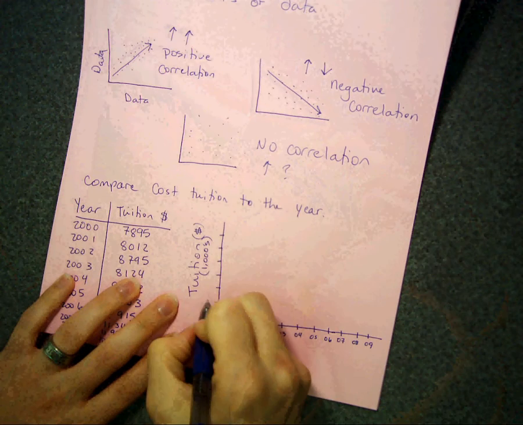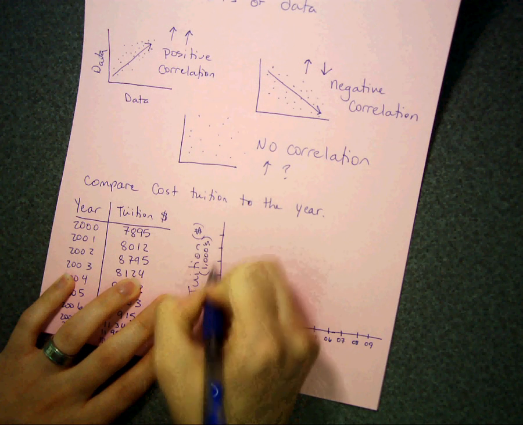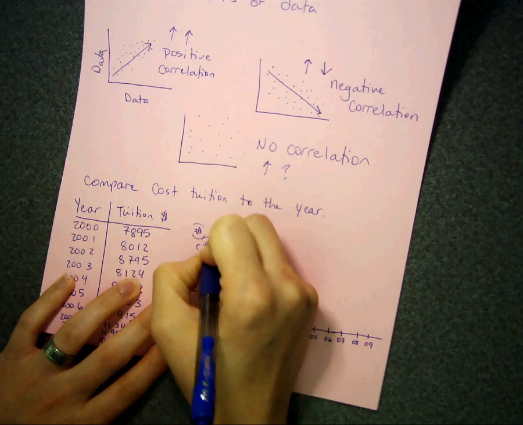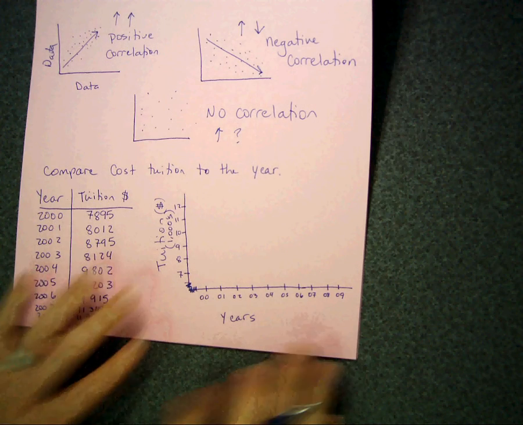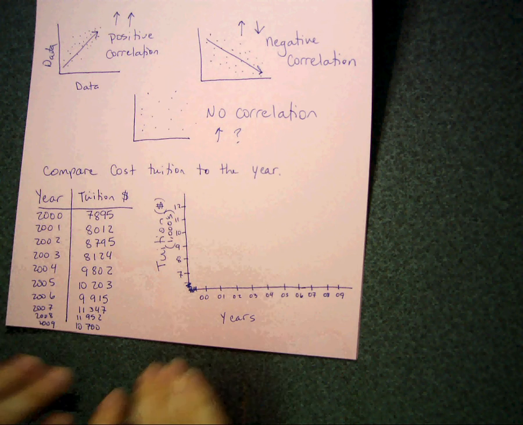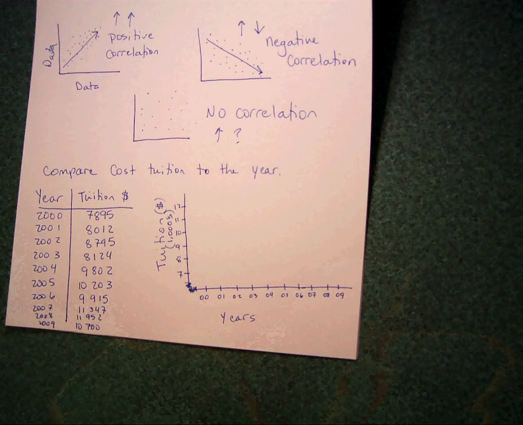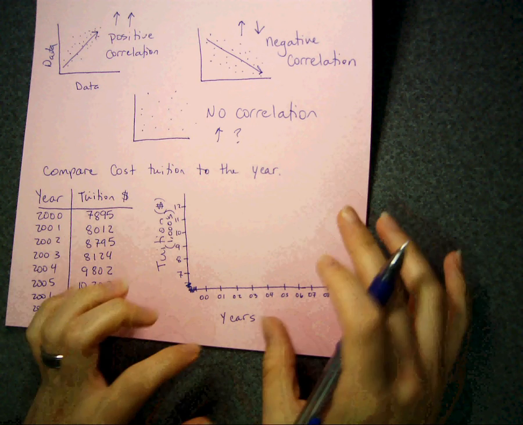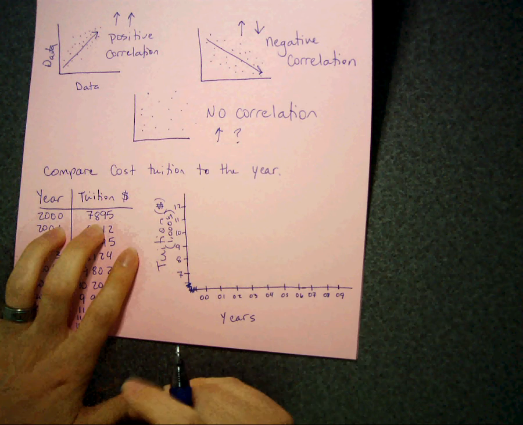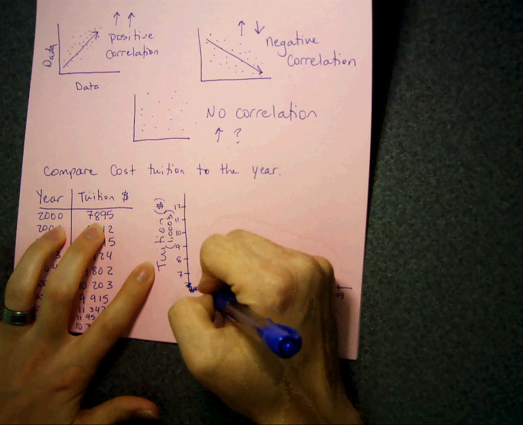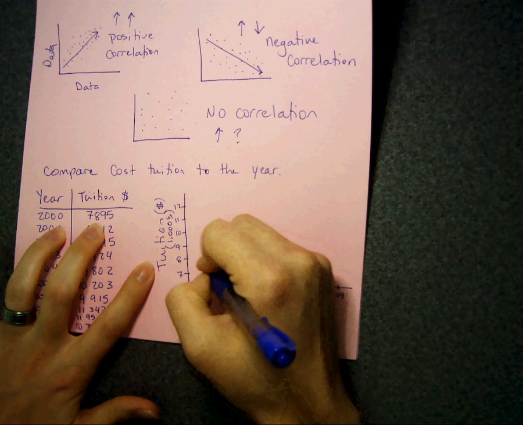And now this part is just a matter of plotting my points just like you would any other time. And they don't have to be exact because we know what the exact points are here. I just want to get a visual of what's going on. So at 2000, I have almost 8,000. So just a little bit below. 2001, pretty close to the same. 2002, I got almost up to 9,000.